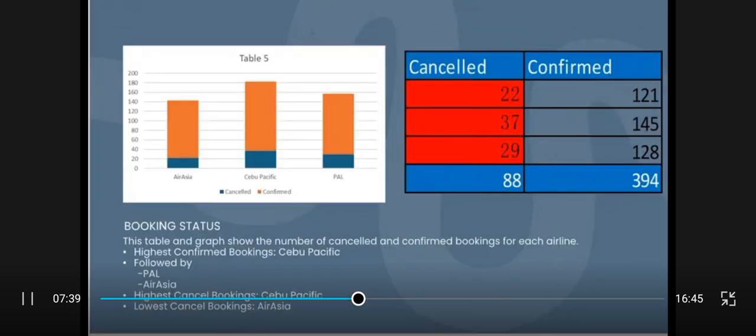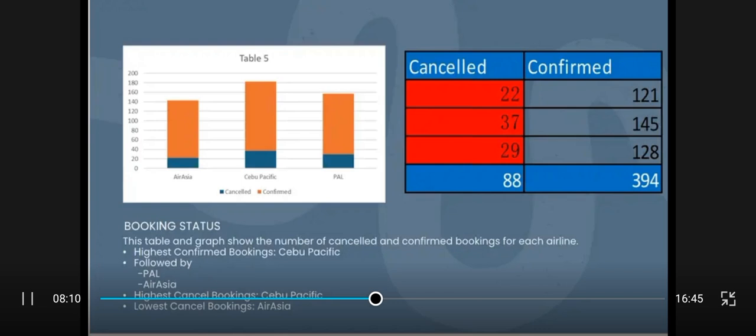Table 5. This data presents a comparison of canceled versus confirmed bookings across three major airlines, which are AirAsia, Cebu Pacific, and Philippine Airlines, PAL. It includes both a visual graph, Table 5, and numerical figures to show the performance of each airline in terms of booking outcome.